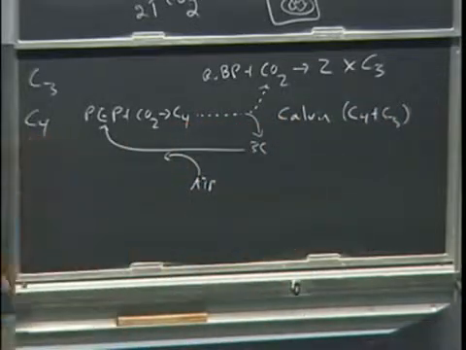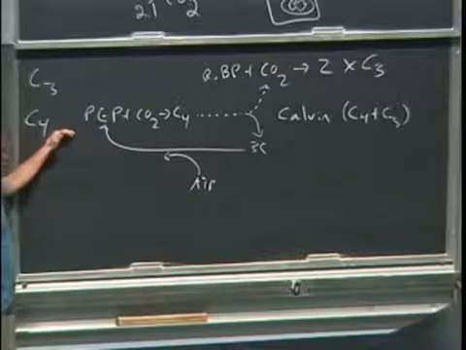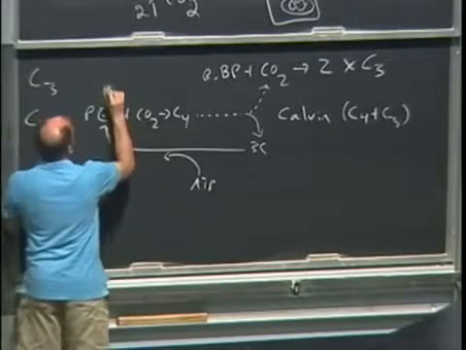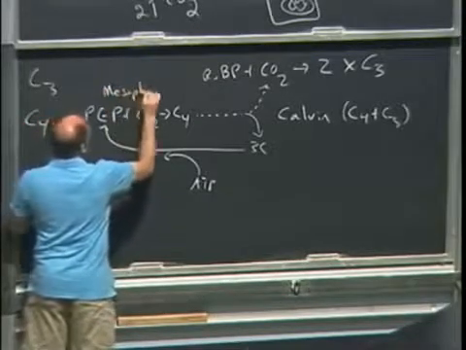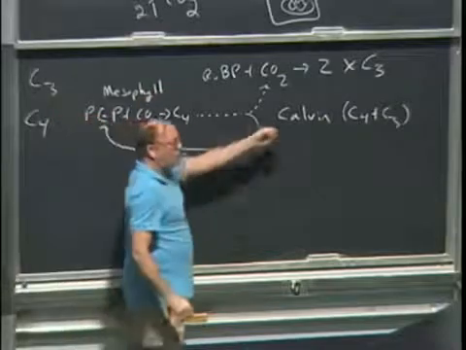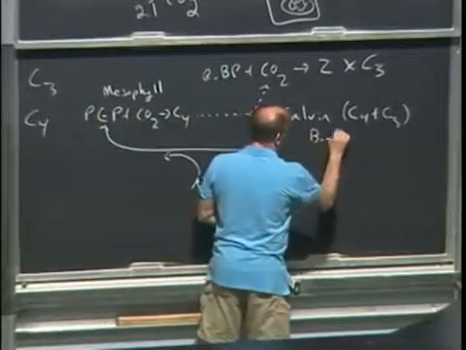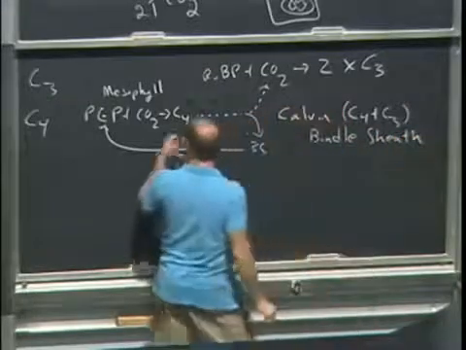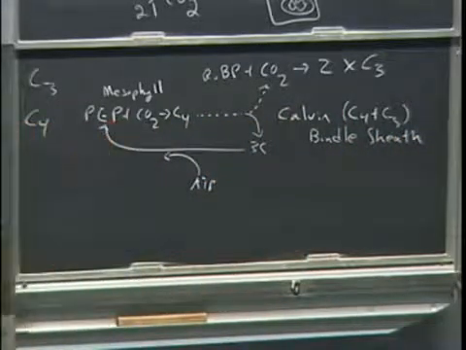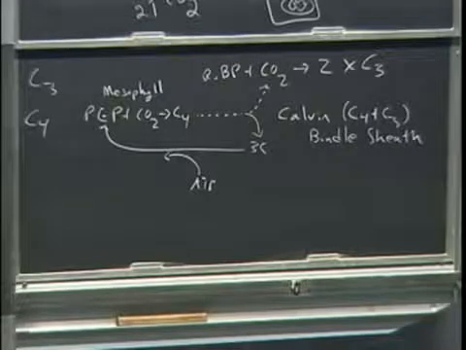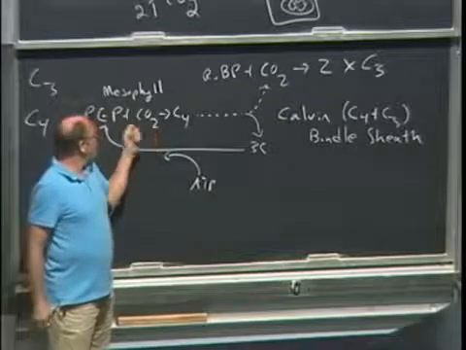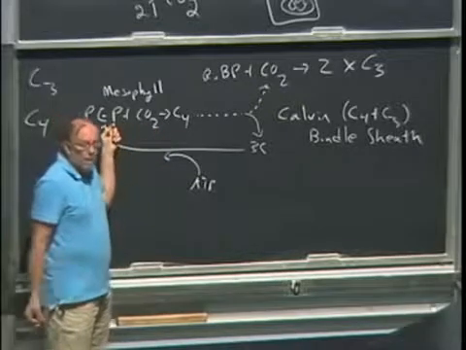In C4 plants, this is spatially separated. So this process is occurring out in the mesophyll cell. So it's a spatial solution, and this process is occurring in the bundle sheath cell. The key thing here is that since we are using PEP carboxylase, it has no oxygenase activity. So we don't have to worry about oxygen competition here because the enzyme doesn't treat it as a substrate.